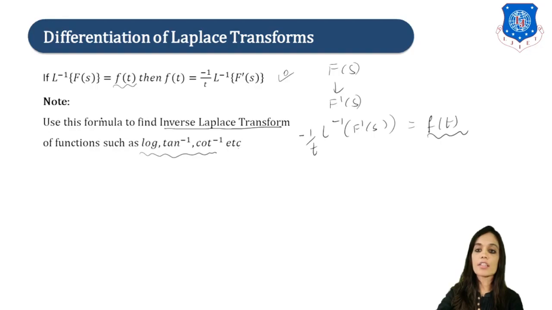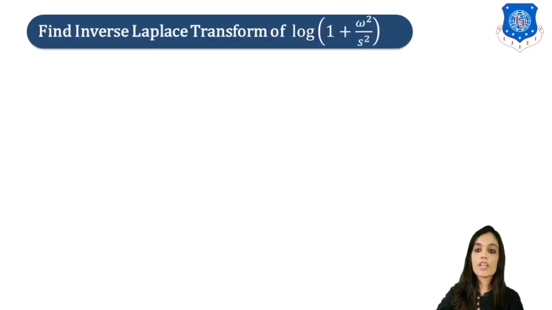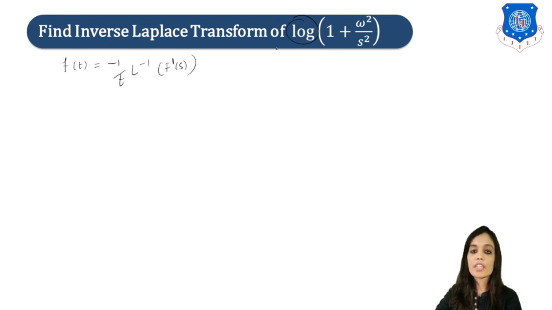So now let's study a few examples. We have to find inverse Laplace transform of log of (1 plus omega square upon s square). So here you are seeing log, so we have to apply the following formula, that is f(t) is equal to minus 1 upon t Laplace inverse of F'(s). So firstly let us write our F(s), that is our question. So it is log (1 plus omega square upon s square).